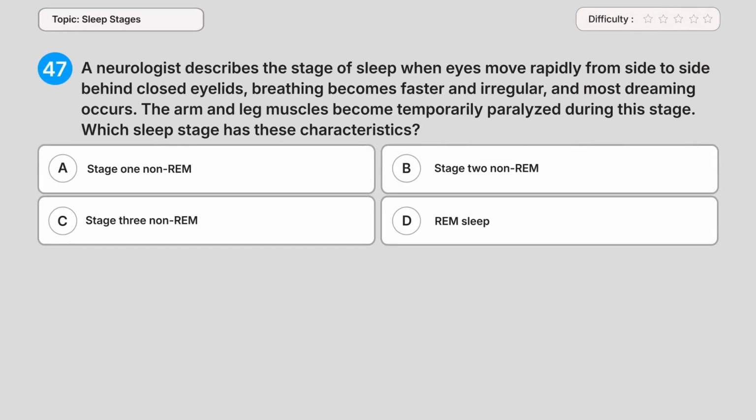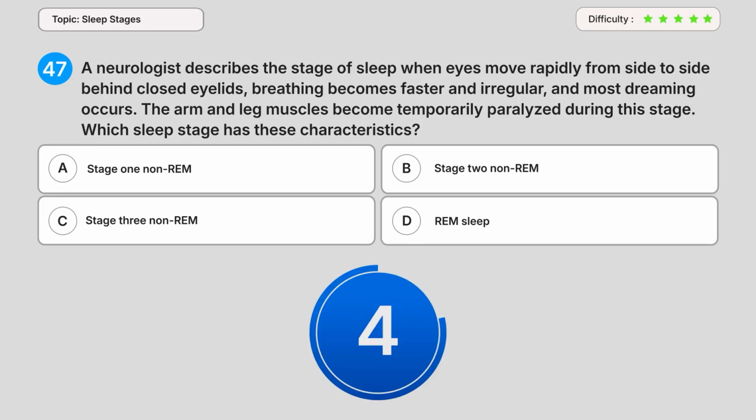47. A neurologist describes the stage of sleep when eyes move rapidly from side to side behind closed eyelids. Breathing becomes faster and irregular, and most dreaming occurs. The arm and leg muscles become temporarily paralyzed during this stage. Which sleep stage has these characteristics? A. Stage 1 non-REM. B. Stage 2 non-REM. C. Stage 3 non-REM. D. REM sleep.